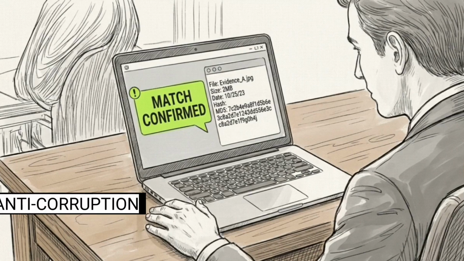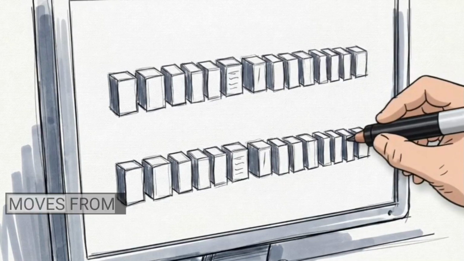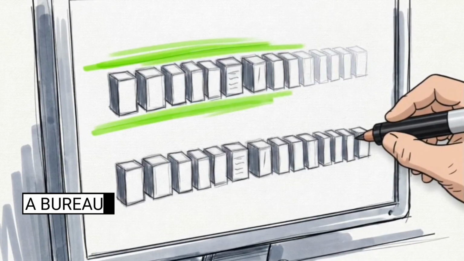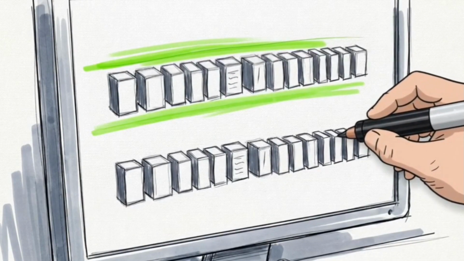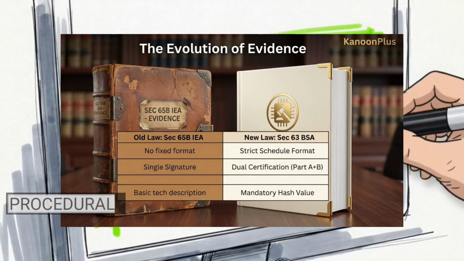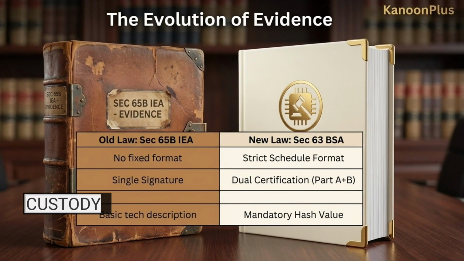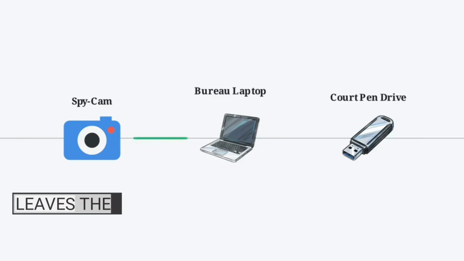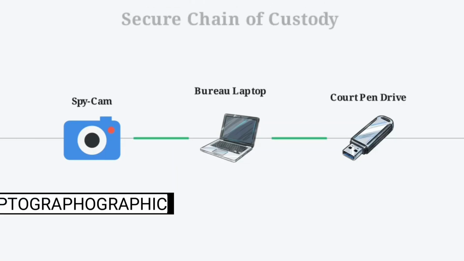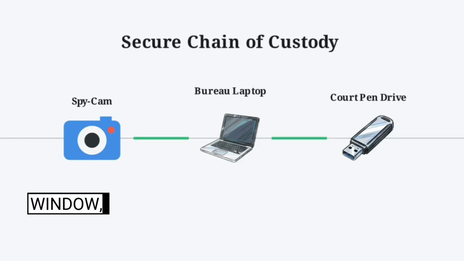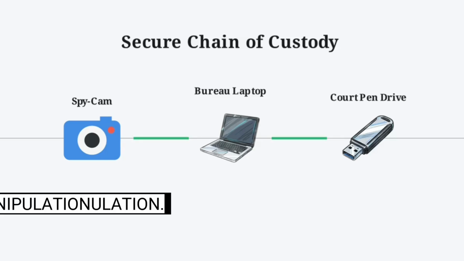Consider an anti-corruption bureau operation, where data moves from a spy cam to a bureau laptop, and finally onto a pen drive for the court. Procedural standards require a secure chain of custody from the exact point the data is first extracted. A common error is failing to generate a hash value immediately, only doing so when transferring the file to the final pen drive. This delay leaves the file on the bureau laptop without cryptographic verification. During this window, the data is highly susceptible to manipulation.